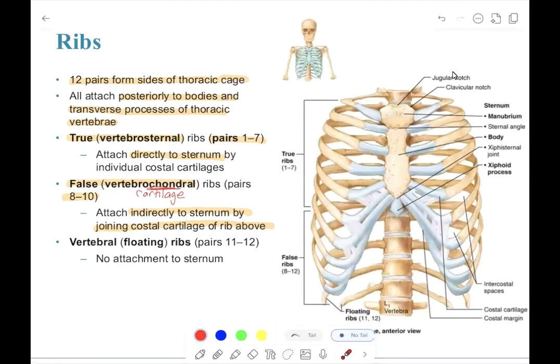And then finally, the last 2 are the vertebral or floating ribs because they have no attachment to the sternum. So again, we have true ribs 1 through 7, so 14 total. We have false ribs 8 through technically 10, and then 11 and 12 are floating ribs. You can see the costal cartilage that's between the rib and the sternum, and the parts of the sternum, which are the manubrium, the body, and the xiphoid process.